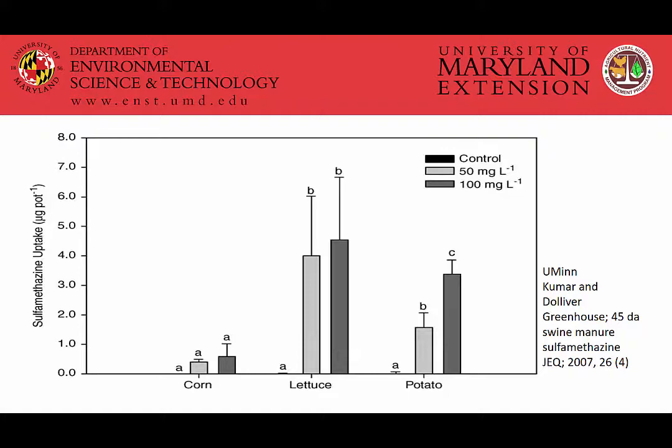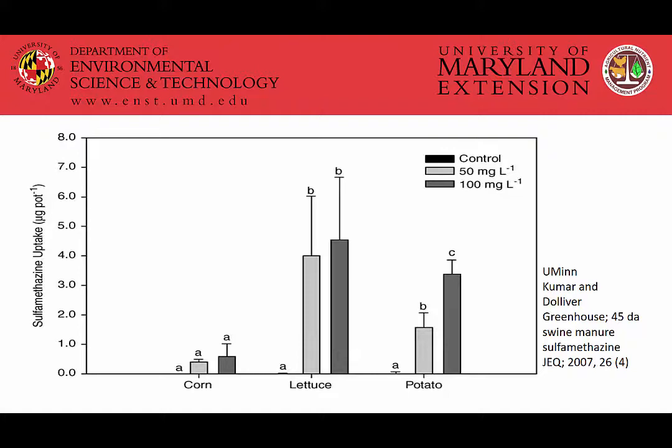And she actually found that lettuce, and she looked at 2 levels. I guess they dosed the pigs with 2 levels, I don't know. That lettuce took up more than potatoes, and potatoes took up more than corn. That sometimes the dose makes a difference, you know, and sometimes it really doesn't, okay? So she absolutely proved that plants can take up this molecule, this sulfamethazine, a sulfa drug, all right? Since then, they've done field work, they've looked at biosolids. If you're interested in knowing more about this, search for Dolliver, University of Minnesota, because it's absolutely phenomenal work.